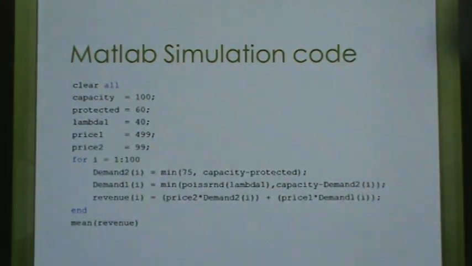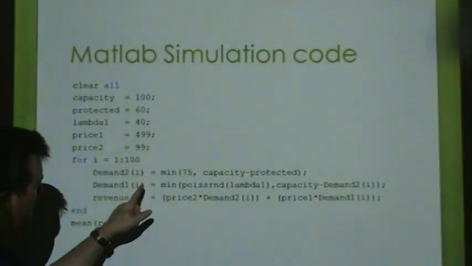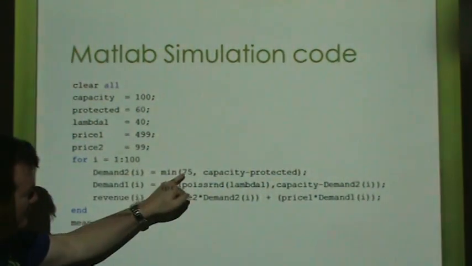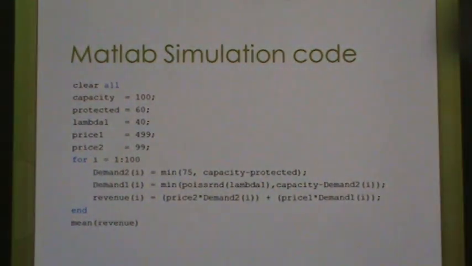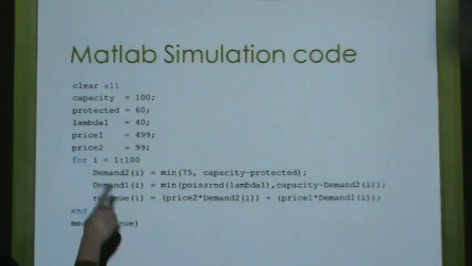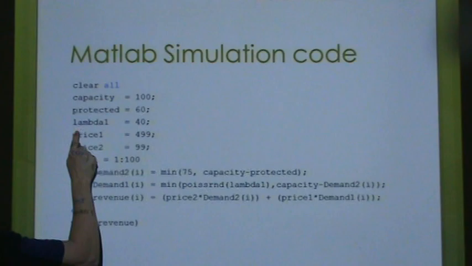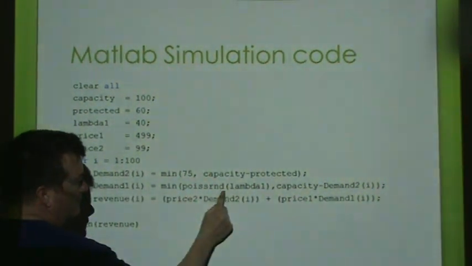Okay. So what were some of the questions on? The first one was to change the demand for 2, instead of being exactly 75 people showing up, change it to Poisson with lambda 60. So to solve that one, you would make a new line, lambda 2 equals 60, and then change the 75 to Poisson lambda 2.